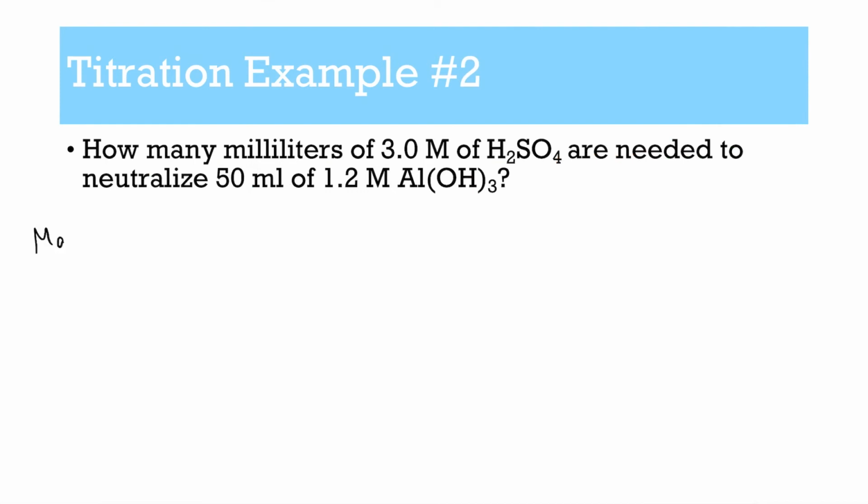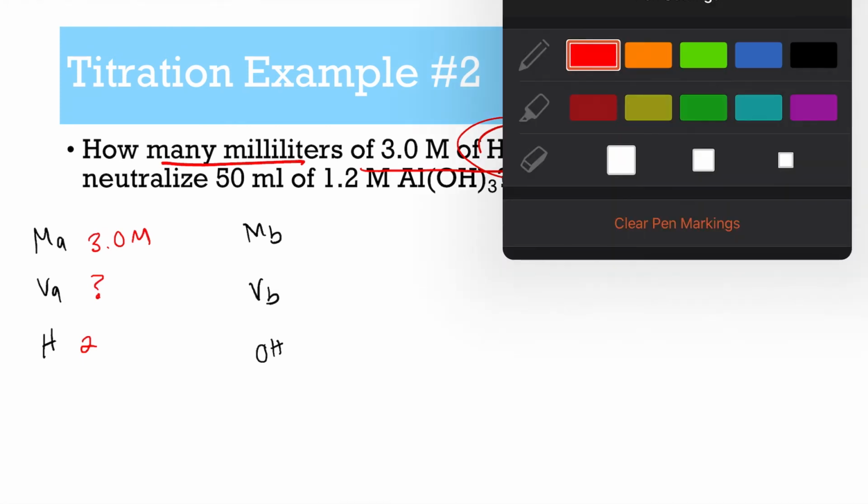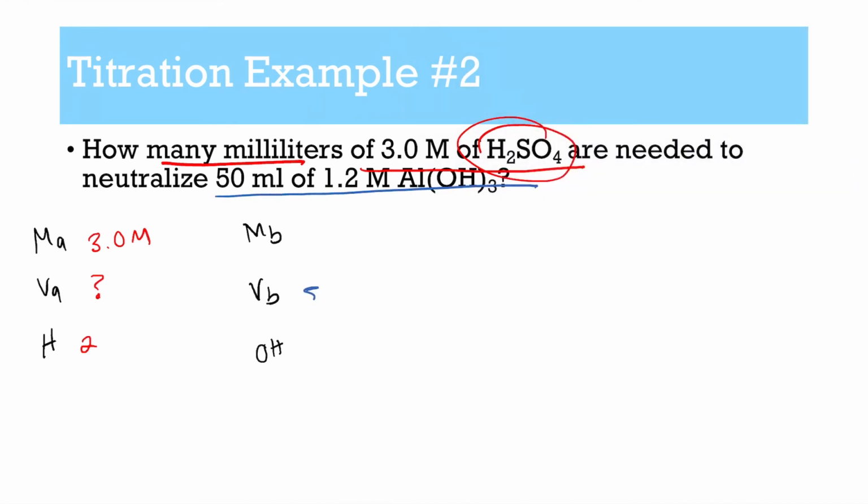Let's just do one more example, slightly different. So again, I list MA, VA, H, and you'll see why I'm doing the last step more in this example, VB, OH. So we have this. Again, this is going to be our acid, 3.0 molar. Our volume we do not know, we're looking for. And now, in this formula, we have two H's, so that's where 2 comes in. With our base, we have 50 mL of it. Concentration is 1.2. And in our formula, we have 3 OHs.